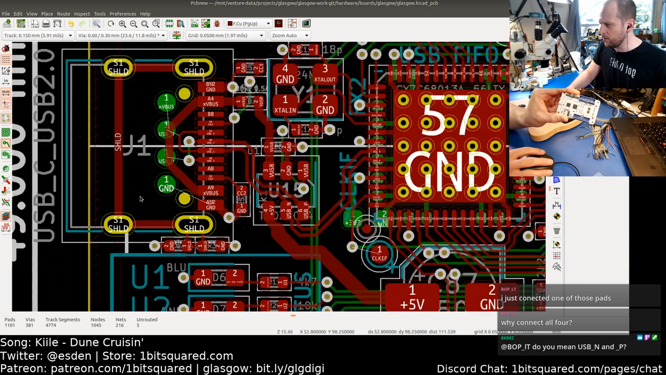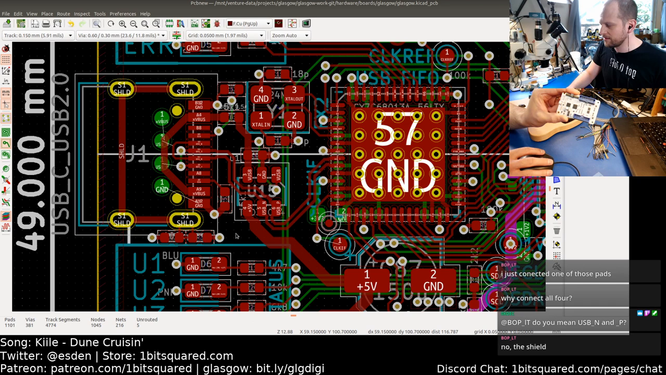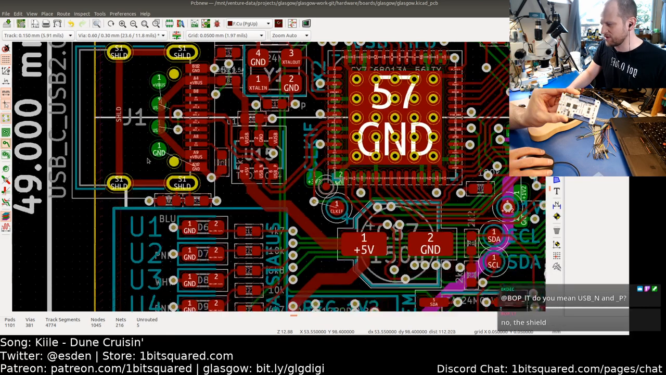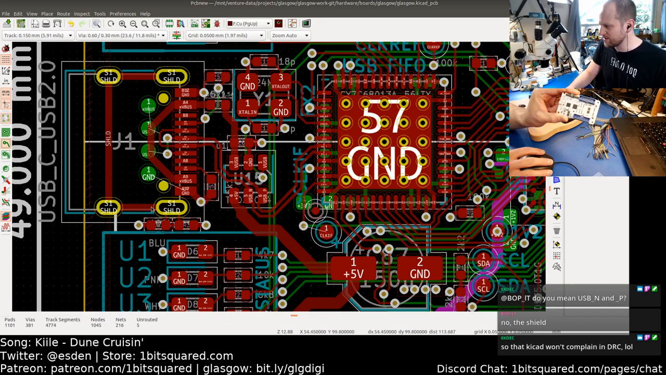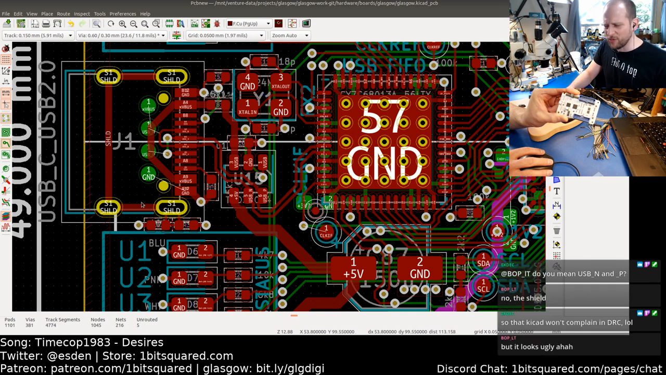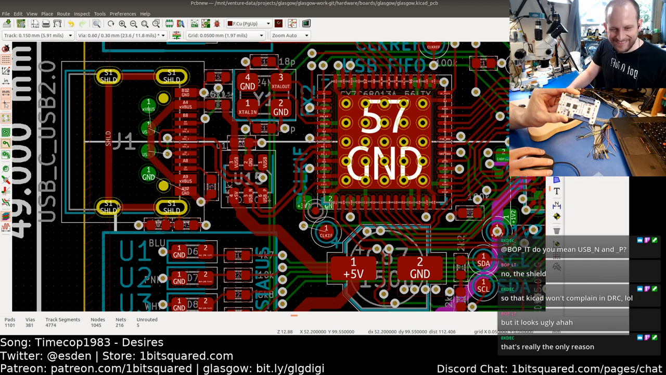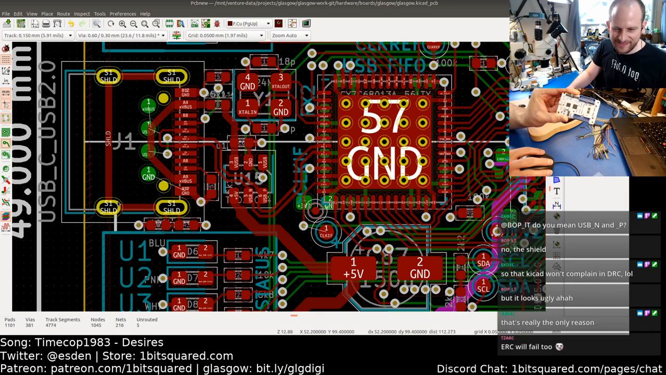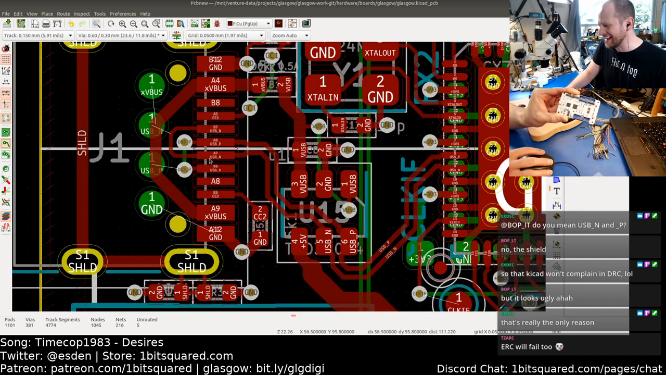Why connect all four? Oh, shield pads? That's a good question. Why connect all four shield pads? Because OCD, I guess. But yeah, I don't want this connection to go through the shield and rely just on that. It just makes me feel bad if I don't connect those on the board too. Yeah, in theory, you could just connect to one of those. But yeah, I don't have a really good answer for you. Just something that would make me feel really bad. Yeah, the DRC, yeah. ERC will fail too. Yeah, it's exactly. So at the end, it just feels bad.